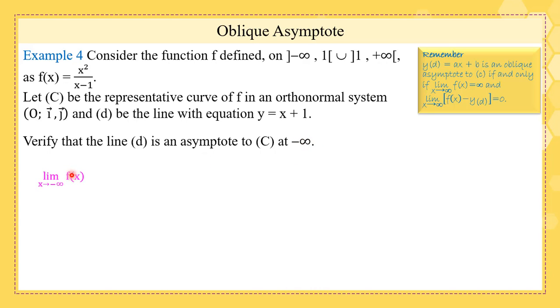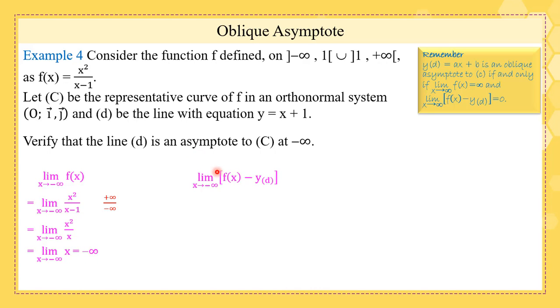Now the limit at minus infinity of f of x is the limit of x squared over x minus 1 at minus infinity. Now using the leading term or L'Hopital's rule, we get the limit of x squared over x, which is the limit of x, which is minus infinity. So the limit at one of the two infinities leads to negative infinity.